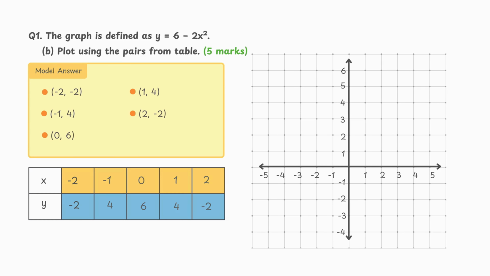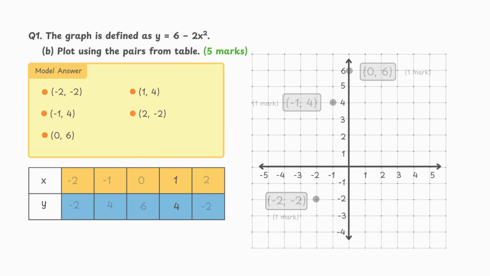Now we begin plotting. Start with the point (negative 2, negative 2). Move 2 units to the left on the x-axis, then move 2 units down on the y-axis. Plot the point carefully. This earns 1 mark. Next, plot (negative 1, 4). Move 1 unit to the left, then 4 units up. Plot the point clearly. This earns 1 mark. Now plot (0, 6). Stay at 0 on the x-axis, then move 6 units up. This is an important point because it is the highest point of the graph. Plot it carefully. This earns 1 mark.